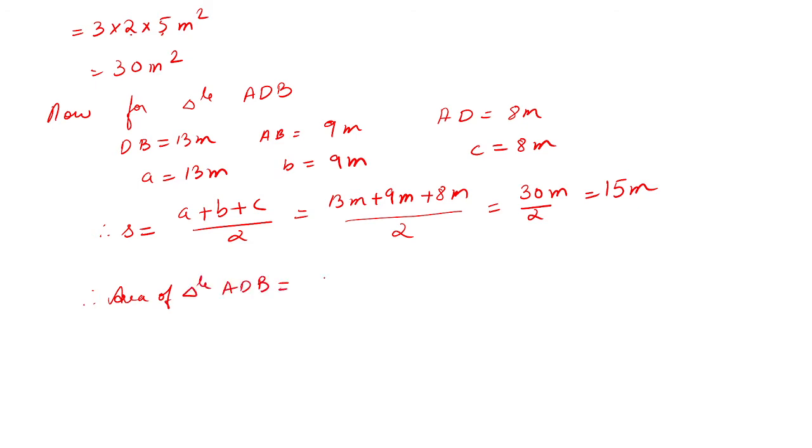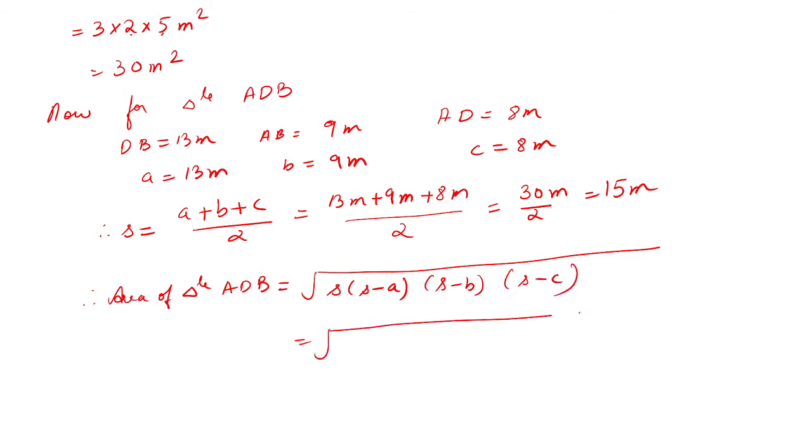Therefore, the area of triangle ADB is, what is the formula of that? Using Heron's formula, root of S into S minus A, S minus B, and S minus C. Okay, so your S is what? 15 meter. A value is 15 minus 13 meter. B value is 15 minus 9 meter. C value is 15 minus, C value is 8 meter. Clear up to this much?